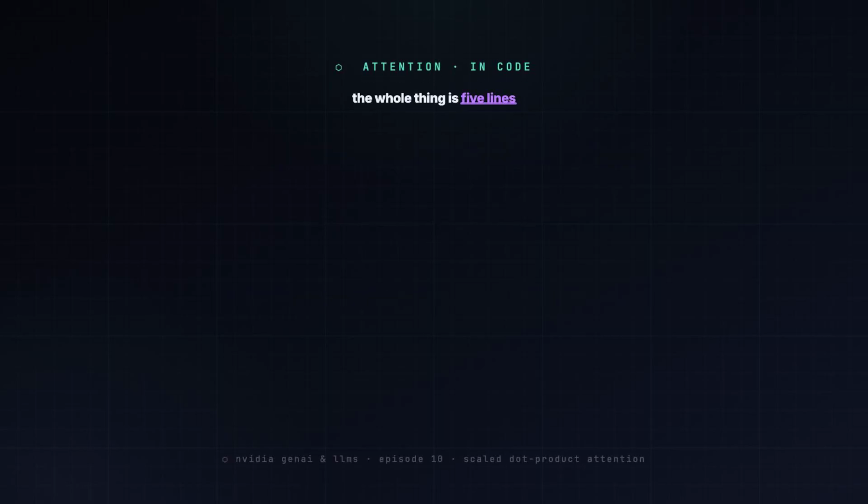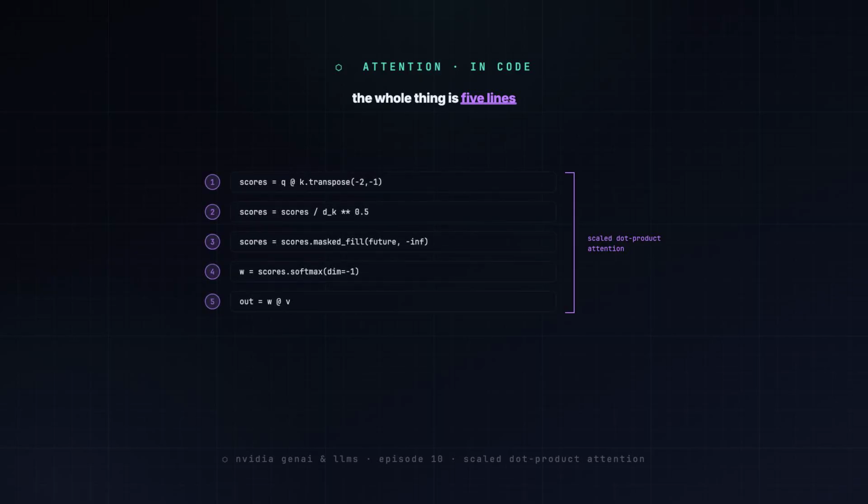Here's the plan as code, in order. 1. Multiply queries by keys, transpose to get the score grid. 2. Divide by the square root of the head size. 3. Mask the future. 4. Softmax each row. 5. Multiply by the values. 5 steps, 1 function. Let's write each one.